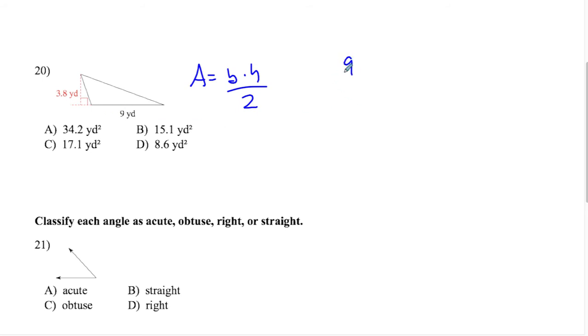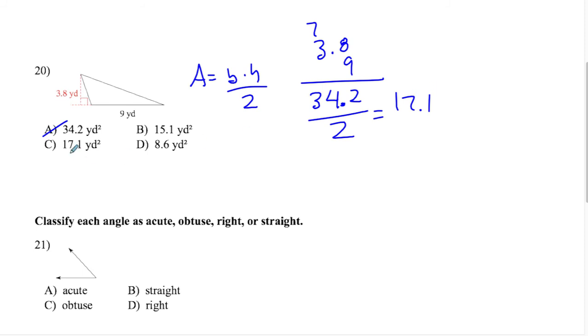So I have 9 times 3.8. And 9 times 8 is 72. 2 carry the 7. 9 times 3 is 27. Plus 7 is 34. So 34. Move 1 decimal place, so 34.2, which is incorrect because you need to divide by 2. So divide by 2, that's equal to 17.1. Correct answer is C, 17.1 yards squared.